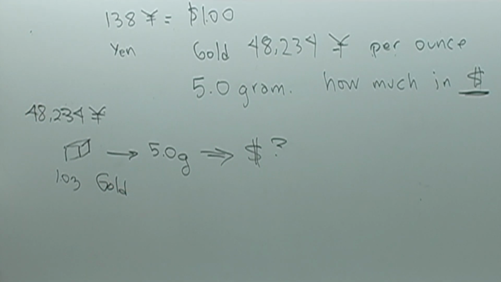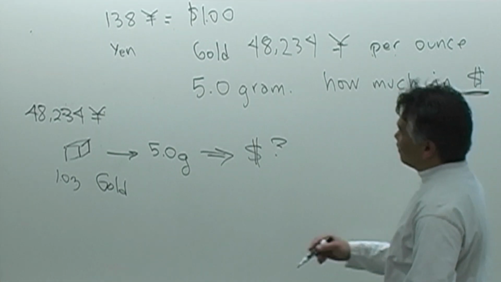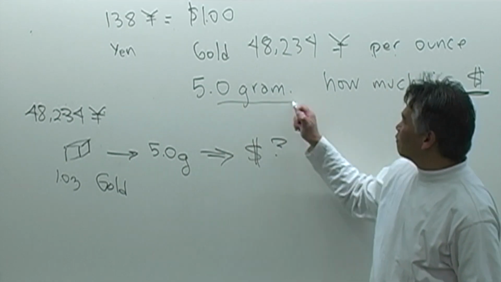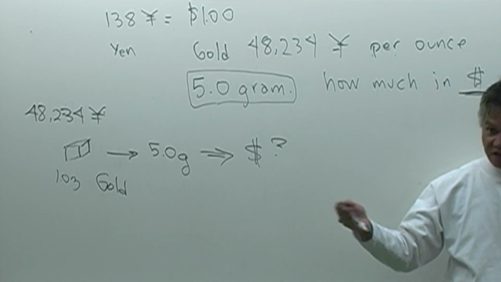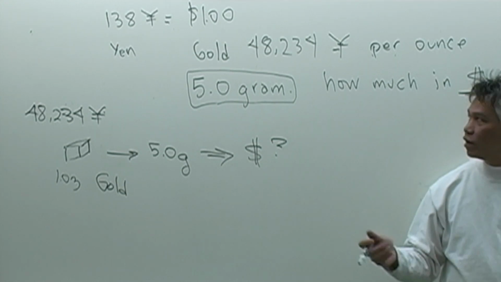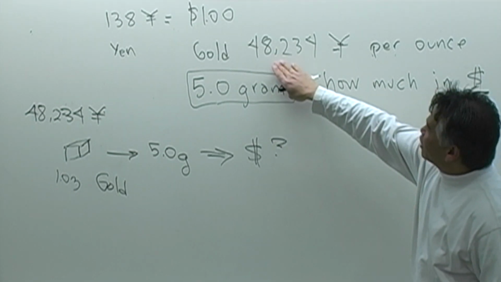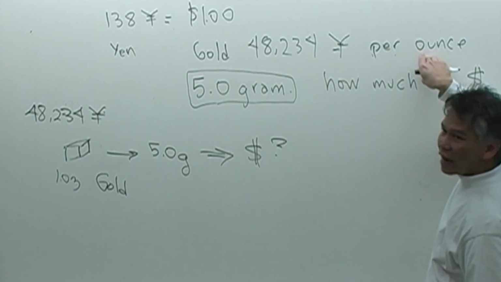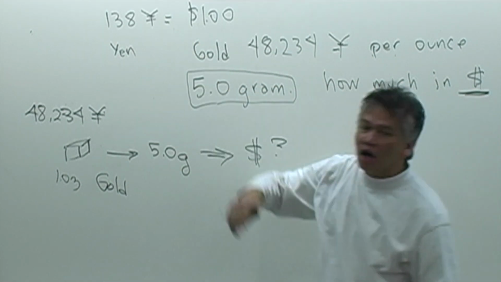Now, this looks like a complicated problem. It's got a lot of parts, and not all the information is provided. The information that you want to start out with is 5 grams, because that's not a conversion factor. That's just given information, the mass of gold. The rest of these are actually conversion factors. There are 48,234 yen per ounce of gold. There are 138 yen per dollar.